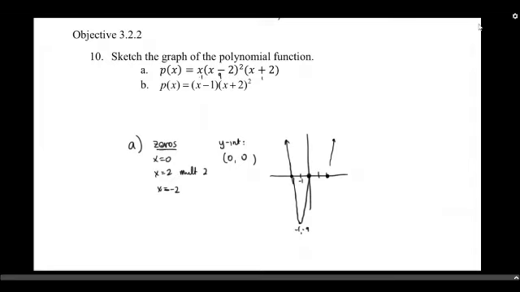And then it comes up here, crosses through that one, and then we've got to figure out what's going on at positive 1. So that's a positive 1 there. 1 minus 2 is negative 1, squared is 1, 1 plus 2 is 3. 1 times 3 is 3, so it goes up to 3. Comes down there, bounces off that one because the multiplicity was even.